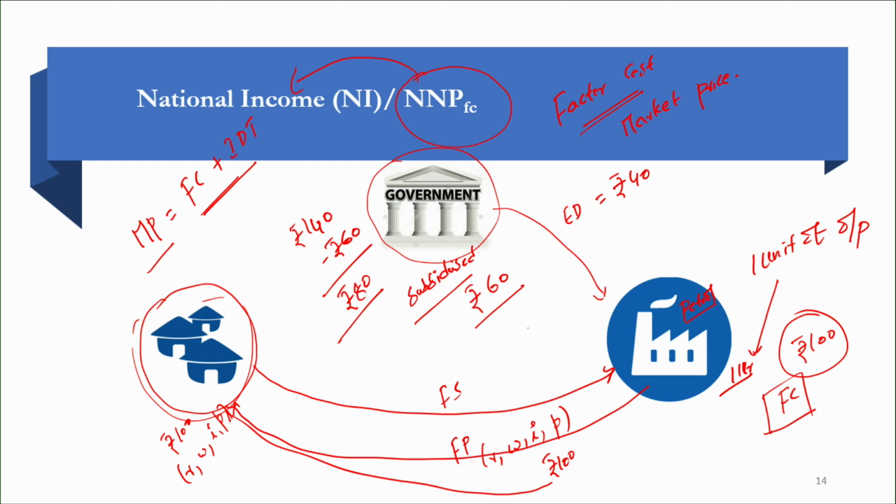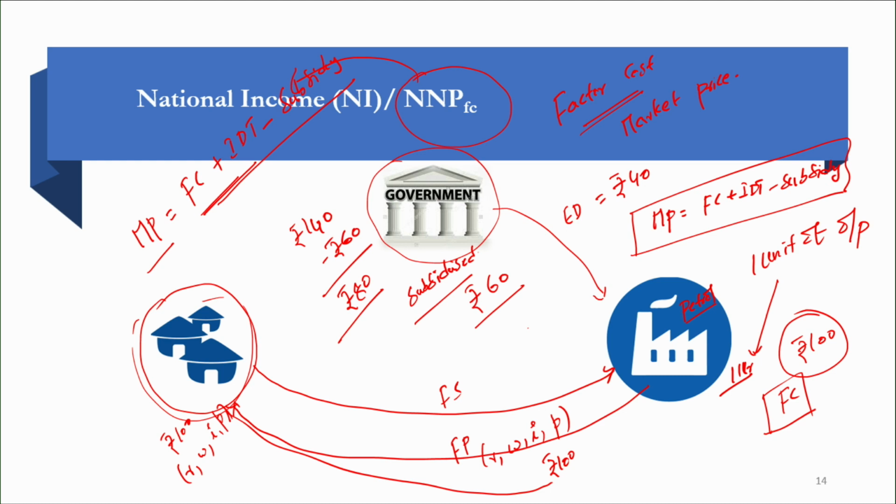So now how would you simply accommodate this particular subsidy in this formula? Simple, you subtract this subsidy component from this. So what you get is market price. So the formula, I am rewriting it here. The market price formula is factor cost plus indirect taxes minus the subsidy component. This is how this formula relates factor cost with the market prices.